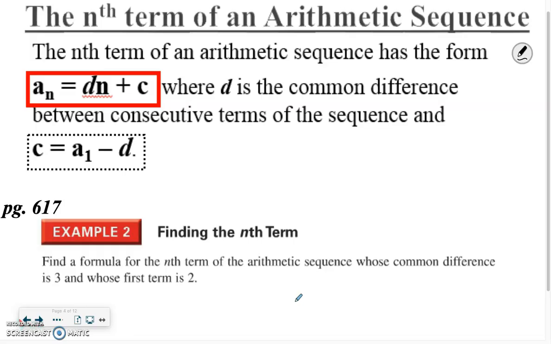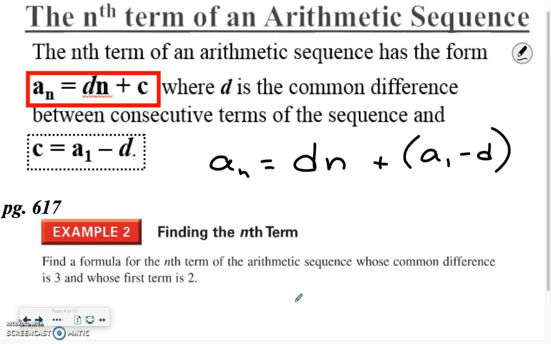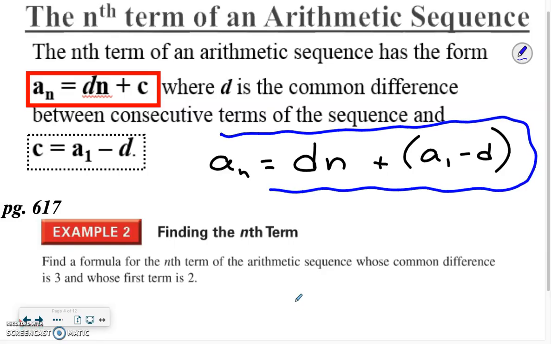It says that the nth term of an arithmetic sequence has the form a sub n is equal to d times n plus c, where d is the common difference between consecutive terms of the sequence, and c is equivalent to a sub 1 minus d. So for all intents and purposes, what we're actually doing is d times n plus c, but we're saying that c is actually a1 minus d. This is our formula. This is the true one. This is the one I want you to write down on your formula sheet. This is what we're going to use. This is explicitly how we get to a term.